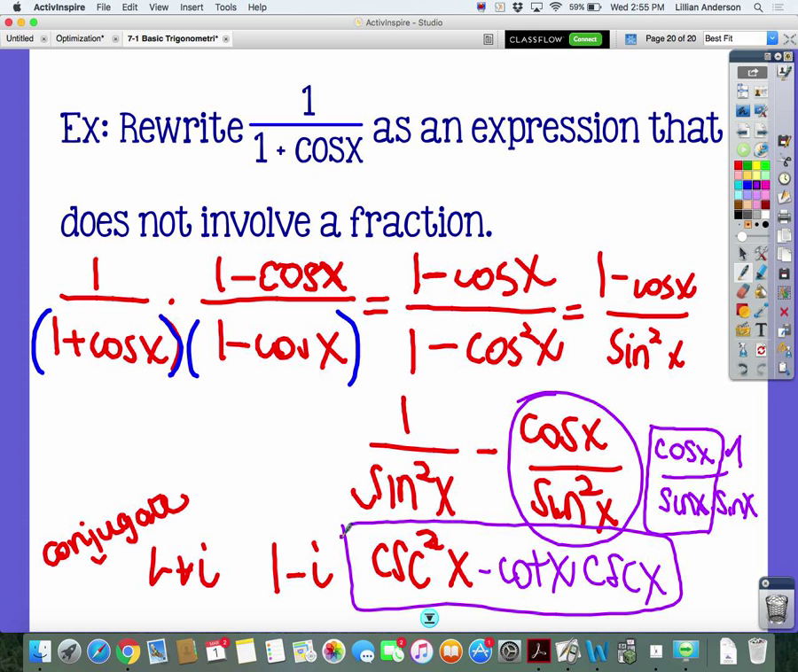Oh, yeah. No more fraction. Interesting. So, hurt my brain.